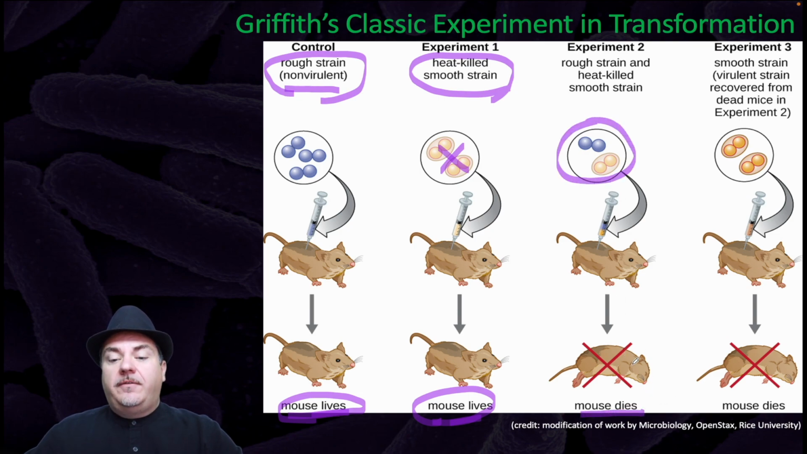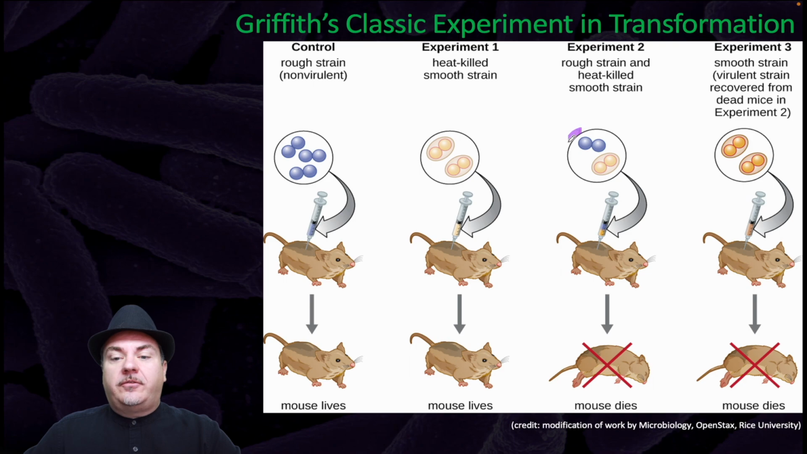He then recovered from these dead mice a smooth strain that was living, injected it into the mouse, and again the mouse died. So what was happening was the rough strain, the non-virulent strain, was taking up DNA from the dead smooth strains. So the bacteria were dead, however they still had DNA.